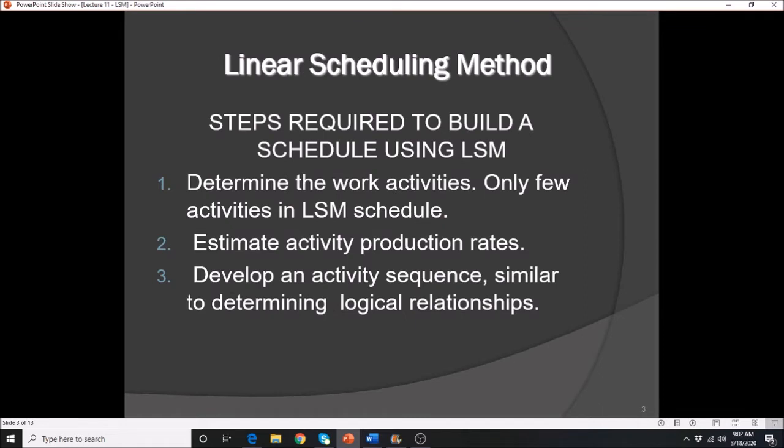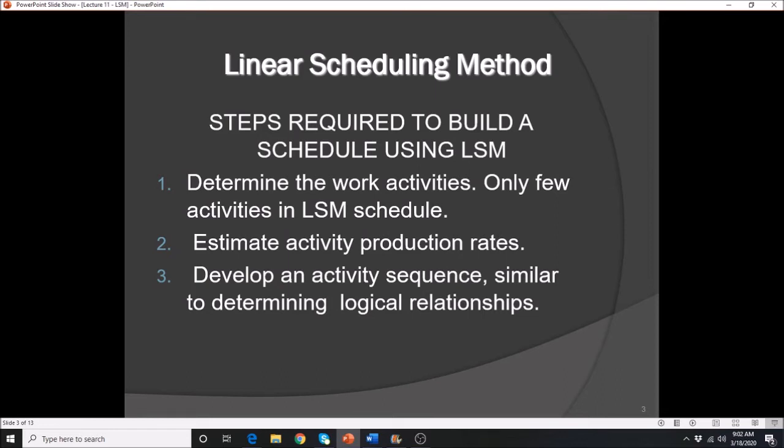Alright, so there are several steps in the linear scheduling method. The first one is to determine the work activities, pretty much the same as any given scheduling method. The first step is to perform the WBS, or work breakdown structure, which is an organizational tool that allows us to break the project into smaller tasks or activities. So that's the first step.